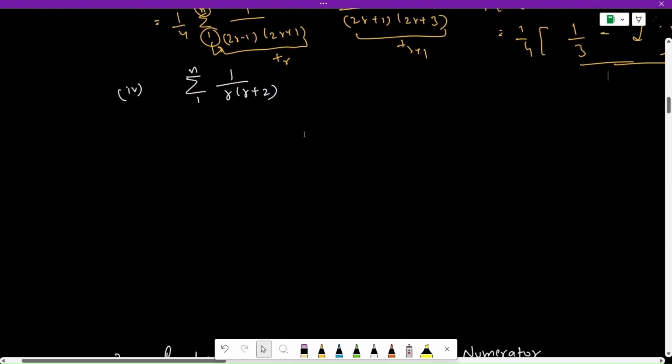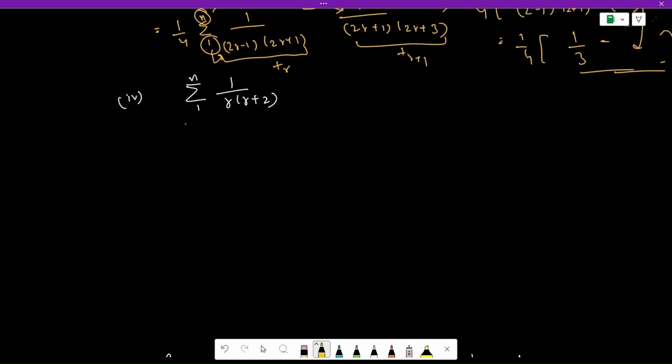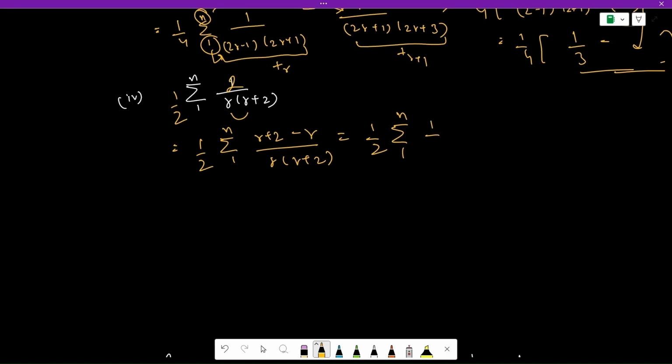Now let's see the last question for this type. Try solving it yourself and then I will solve it. So now let me solve it. So this is equal to, now here what we can see is the term, first let's get the difference in the numerator, so that is equal to 2. So 1/2 into 2, then 1/2 summation 1 to n of ((r+2) − r) divided by r(r+2). Now just separate them. 1/2 summation 1 to n of (1/r − 1/(r+2)).